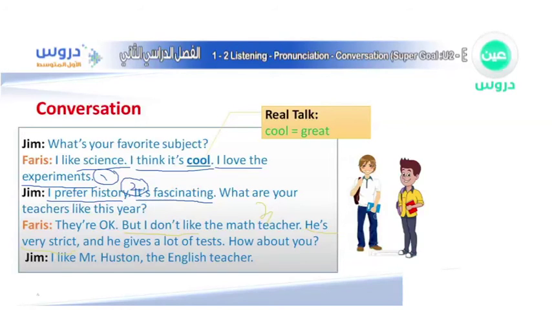Who is the favorite teacher for Jim? Okay, who is the favorite teacher? The favorite teacher for Jim. Okay, excellent, Mr. Huston. Excellent. Can you write number 4? This is question number 4. So we have to write the number. Excellent, that's right. Beautiful. Excellent, Amir. Yes, beautiful.